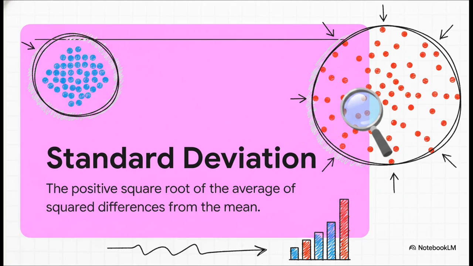Now, looking at this definition, the positive square root of the average of squared differences from the mean, okay, yeah, it sounds a little intimidating, but let's completely demystify it. Its true purpose is just to show exactly how much individual values spread away from the group's average. That's it. A smaller standard deviation means your data points are all tightly clustered together around that mean. A larger value means they're widely spread out. It is absolutely brilliant for measuring the diversity within a set of data.